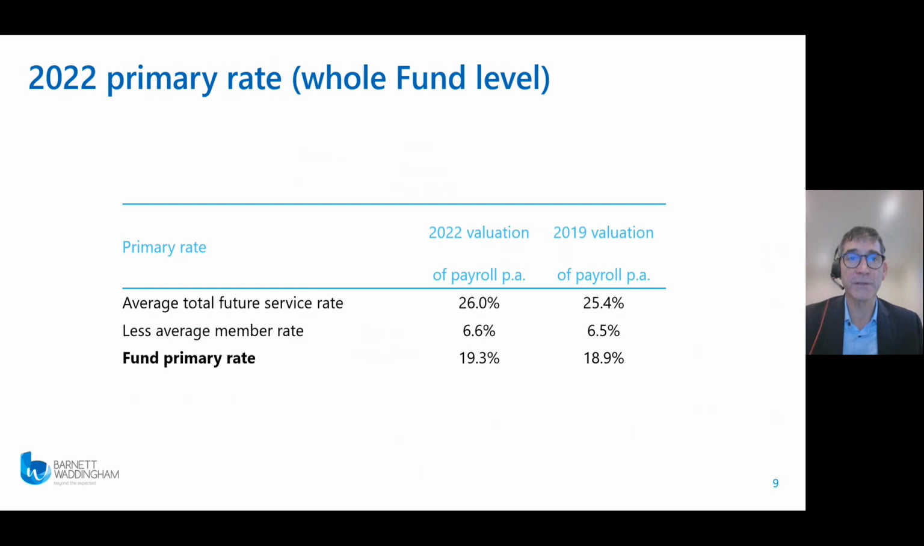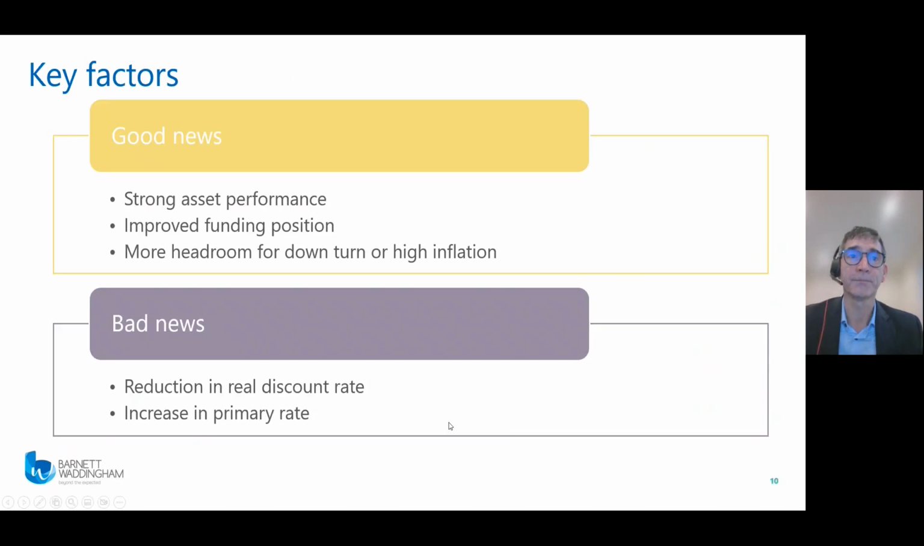The not so good news is that the cost of the pensions building up in the future has also increased, although only marginally, from 18.9% to 19.3% of pay. And that's just really down to that inflationary pressure again. The fact that inflation is expected to be higher in the future than in the past pushes the cost of benefits up. But overall, we should be able to keep employer contributions stable.